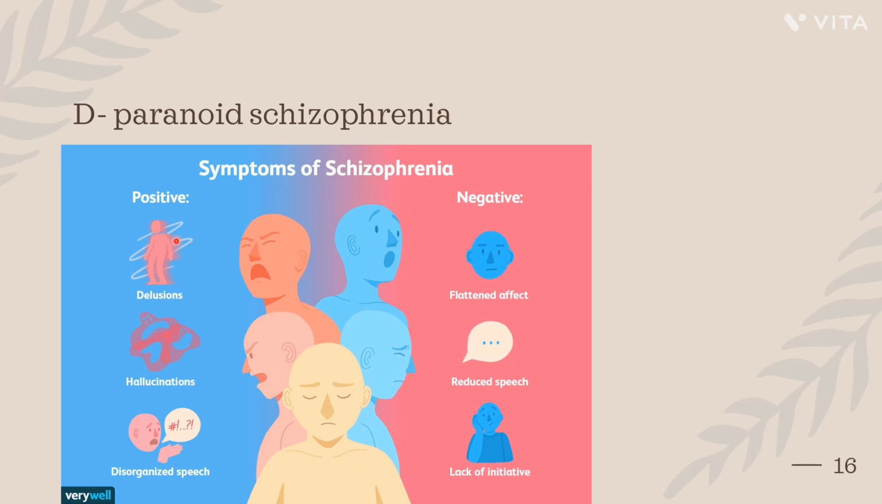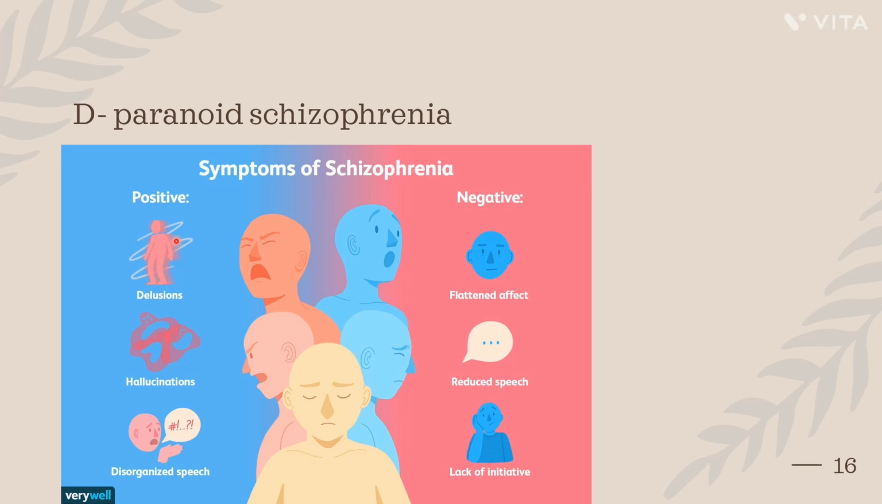Hallucination can occur in different forms like auditory hallucination, visual hallucination, tactile hallucination. For example, they are hearing something without the presence of the stimulus. That is auditory hallucination. Disorganized speech can be there, and also thought broadcast, their thoughts being taken away. They can think that they are being asked to do something. All of those are your positive symptoms.